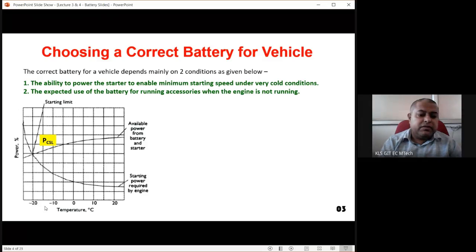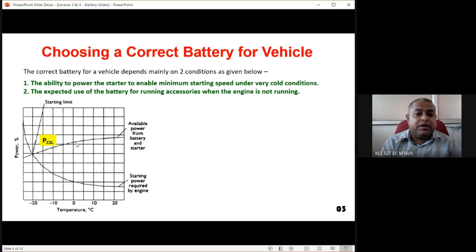So for temperature, this is -20, -10, this is 0. When the temperature is almost -25 degrees centigrade, these are the ambient temperatures, at that time we are requiring almost 90% power for starting the car. Just check, this is the starting power required for the engine. The graph which is exponentially decreasing is the starting power required for the engine.